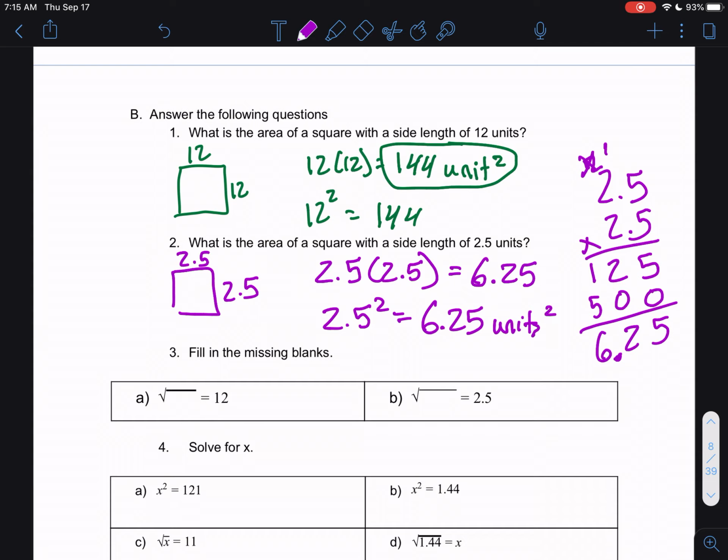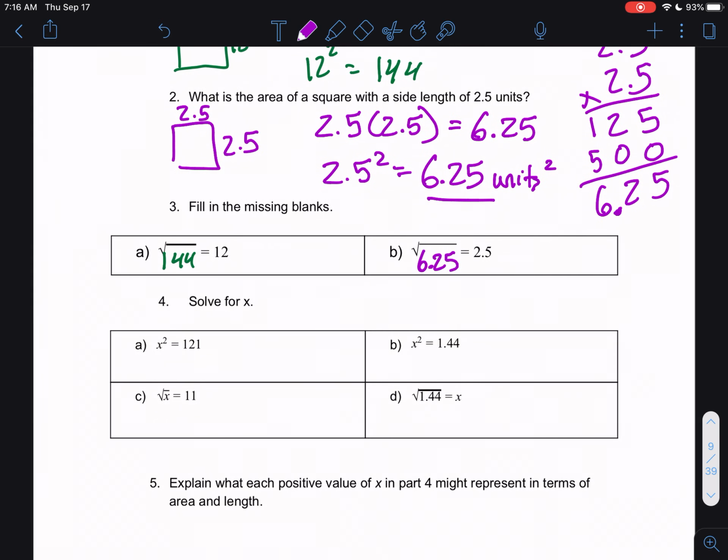Okay. So number 3 says fill in the missing blank. We have the square root symbol with a blank under it equals 12. What they're really looking for here is the area, and we found that, right? We found that it was 144, so you would just put a 144 under there. All right, and then B, the square root symbol. What is the area with a side length of 2.5? And we found that was 6.25.